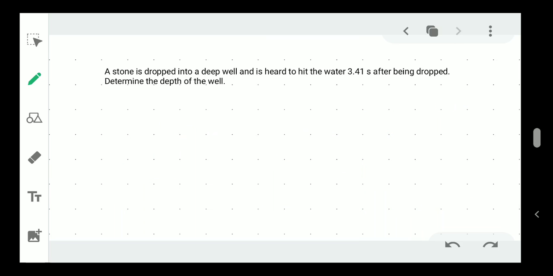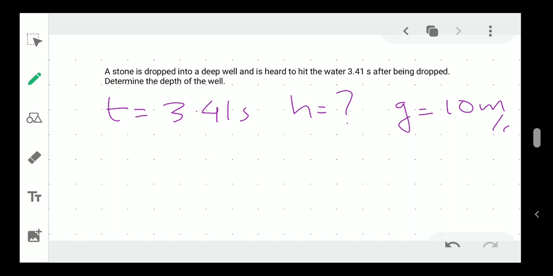A stone is dropped into a deep well and is heard to hit the water this many seconds after being dropped. So this time we have to do the reverse. So t is given, that is this, and I have to find the height. I know the g. This thing is very useful for survival, because I think many of you have seen and know about Man vs. Wild, that program. So you will see that in those kinds of programs, whenever he is near a cliff and he wants to see whether jumping over the cliff into a river or something is safe or not.